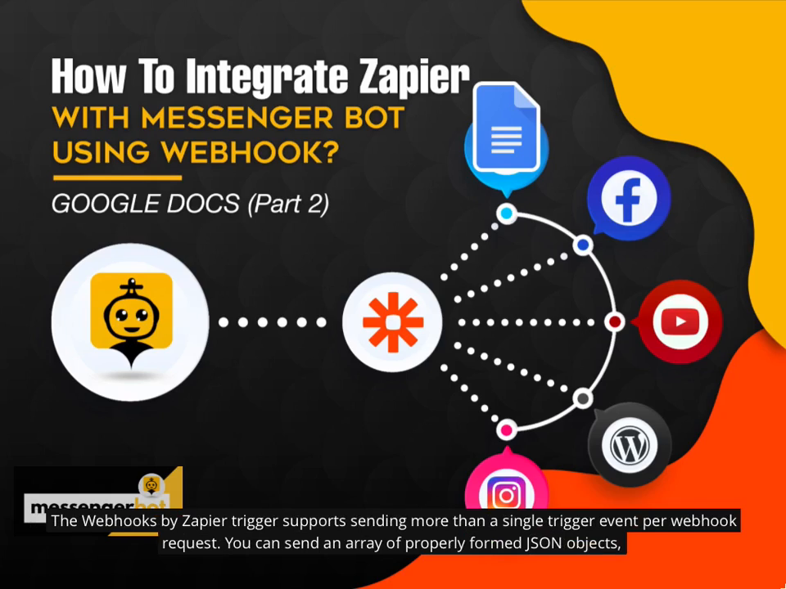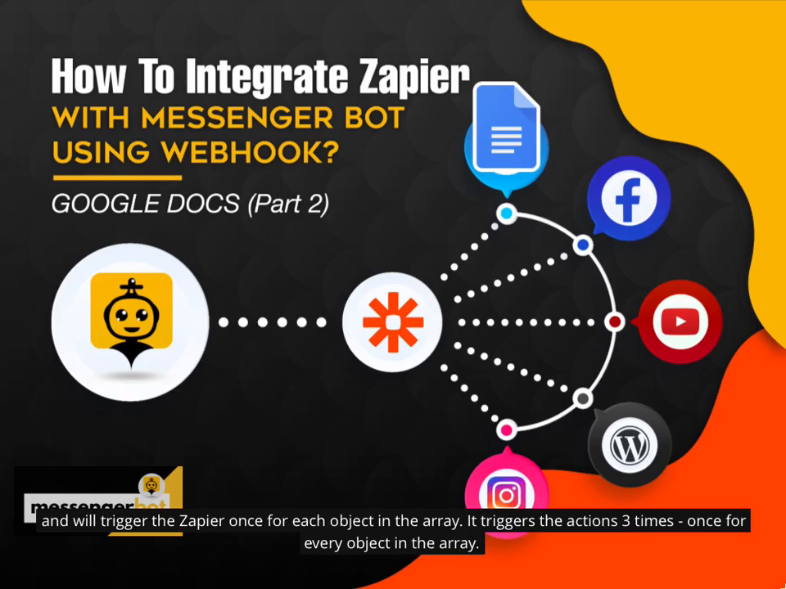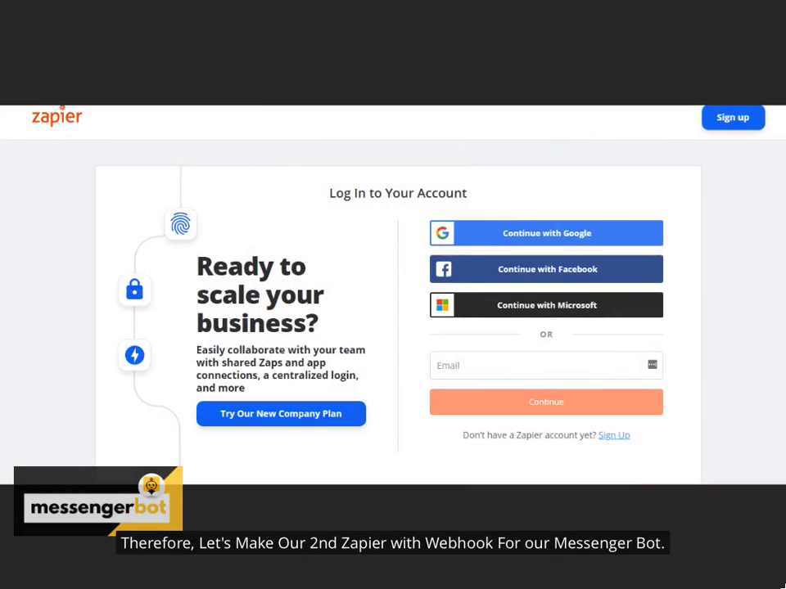The Webhooks by Zapier trigger supports sending more than a single trigger event per webhook request. You can send an array of properly formed JSON objects and it will trigger the Zapier once for each object in the array. It triggers the actions 3 times, once for every object in the array. Therefore, let's make our second Zapier with Webhook for our Messenger bot.